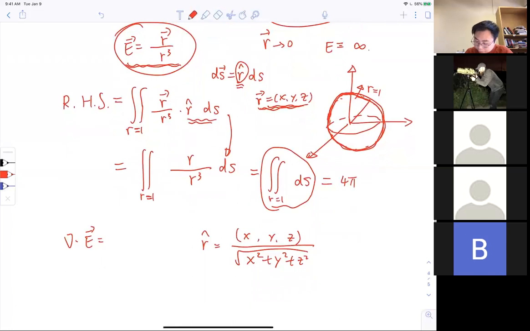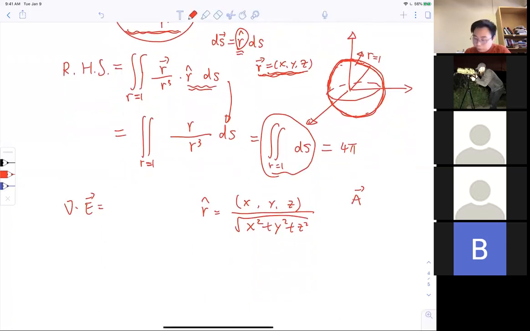So basically, if you have a vector A, then in physics, I'm not sure about the math, but in physics, I'm pretty sure if you write A hat, it means the vector divided by the magnitude of this vector.